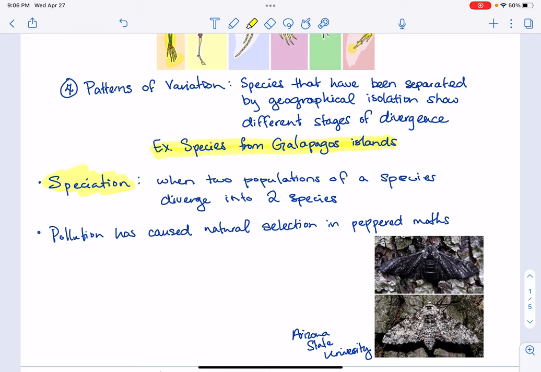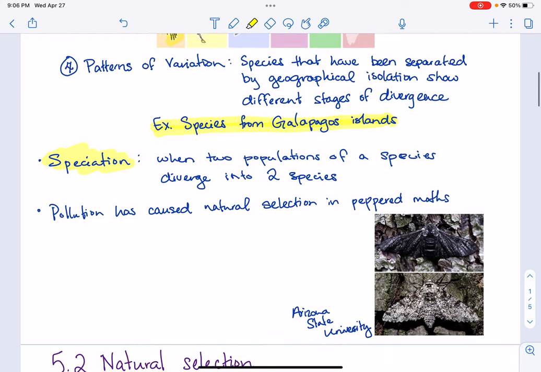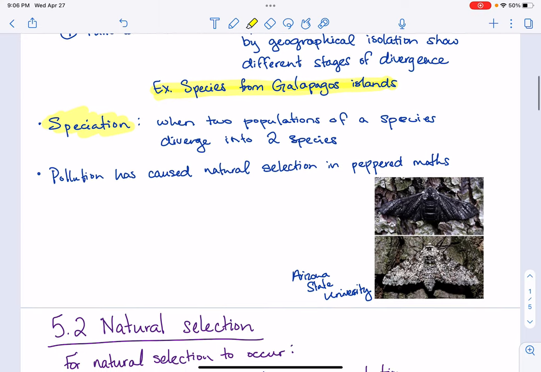into two different species because something has happened, like geographical isolation. Maybe there's a mountain or a volcano that's exploded and it separated these two individuals, or maybe they reproduce at different times of the year. There's a lot of different examples of speciation that y'all don't need to know, but you need to understand what speciation is.